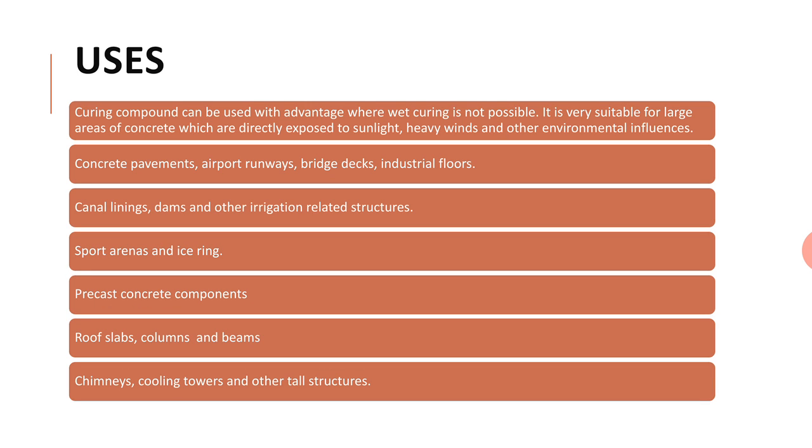Uses: curing compound can be used with advantage where wet curing is not possible. It is very suitable for large areas of concrete which are dynamically exposed to sunlight, heavy wind, and other environmental influences or effects. Concrete pavement, airport runways, bridge deck, floors, canal lining, dam, irrigation related structures, sport arenas, ice rink, precast concrete components, roof slab, column, beam, chimney, cooling tower, other tall structures.